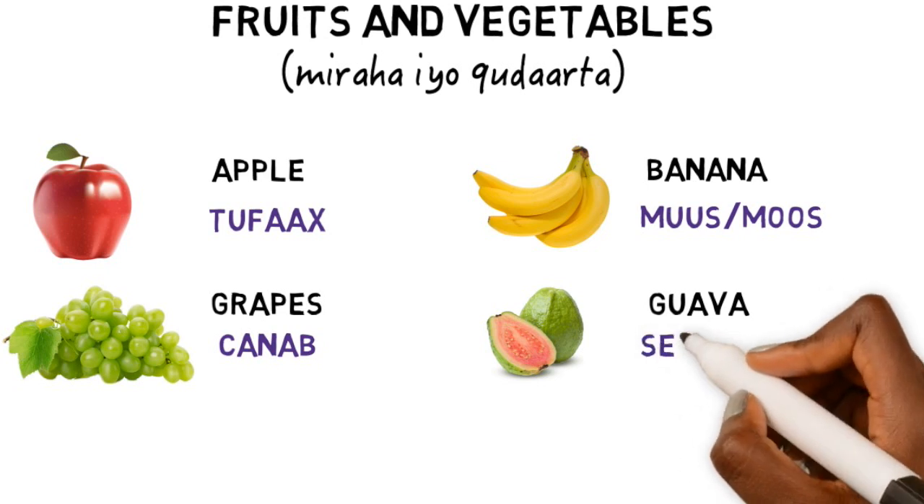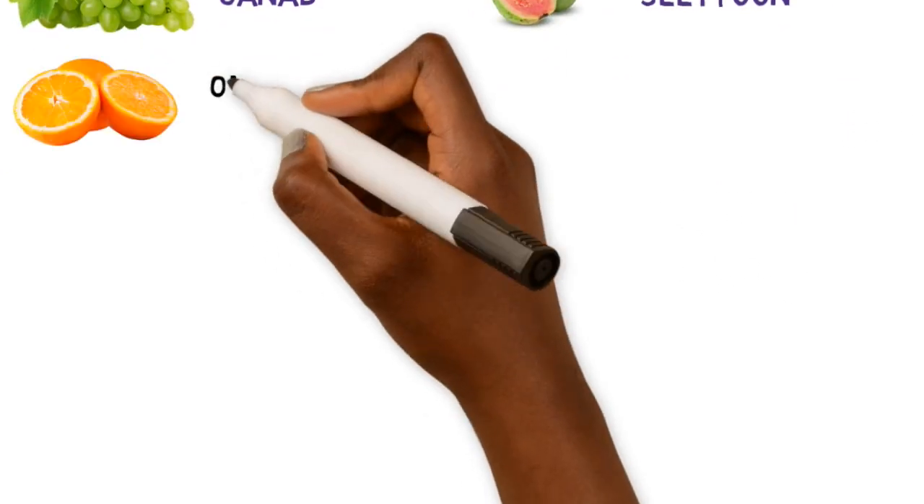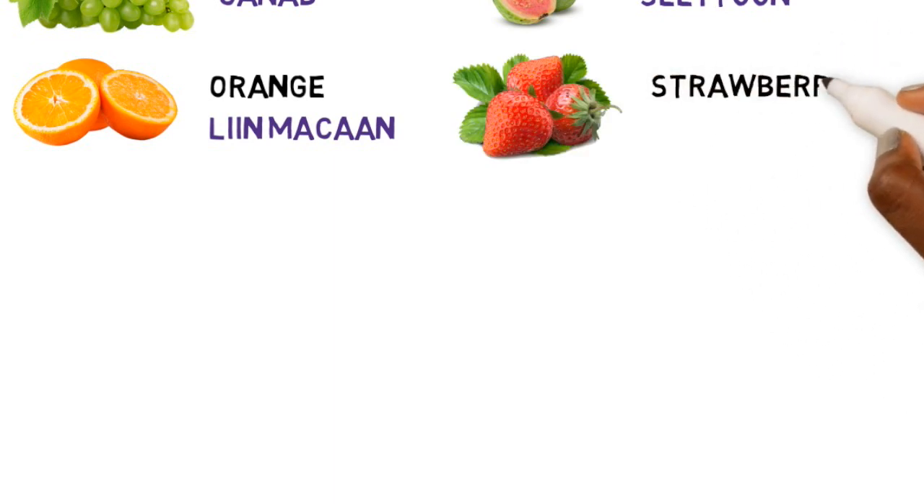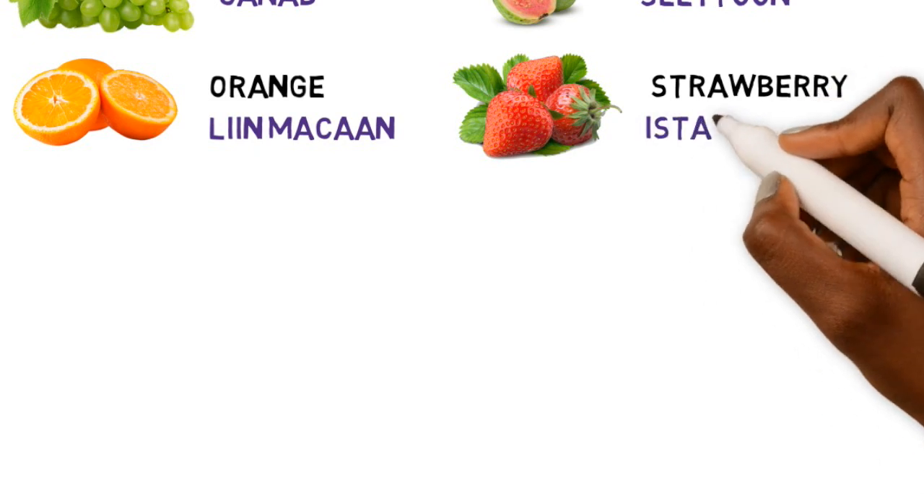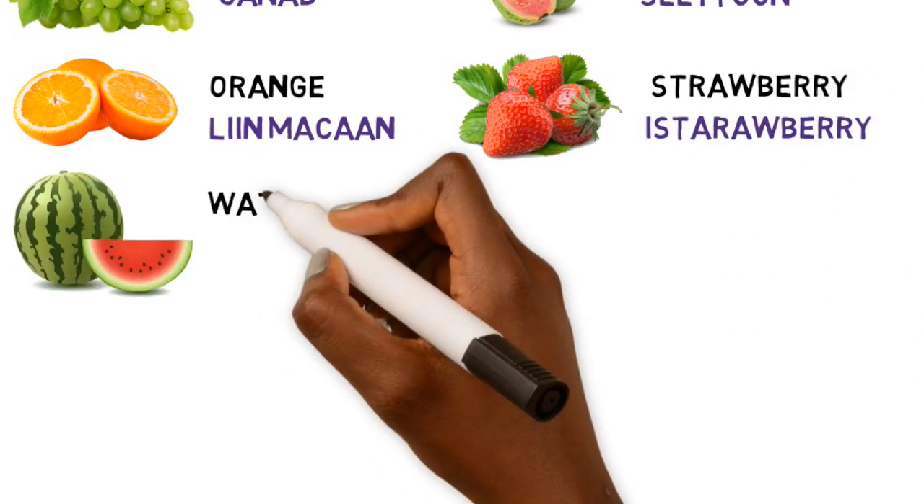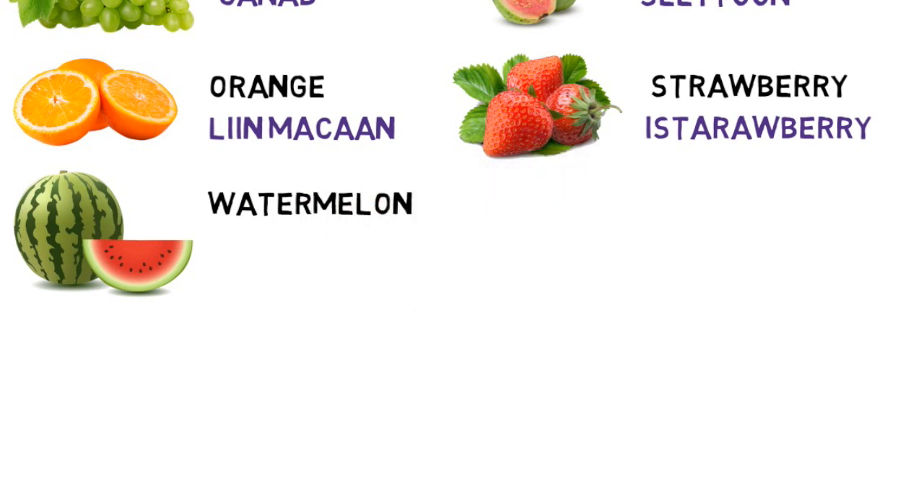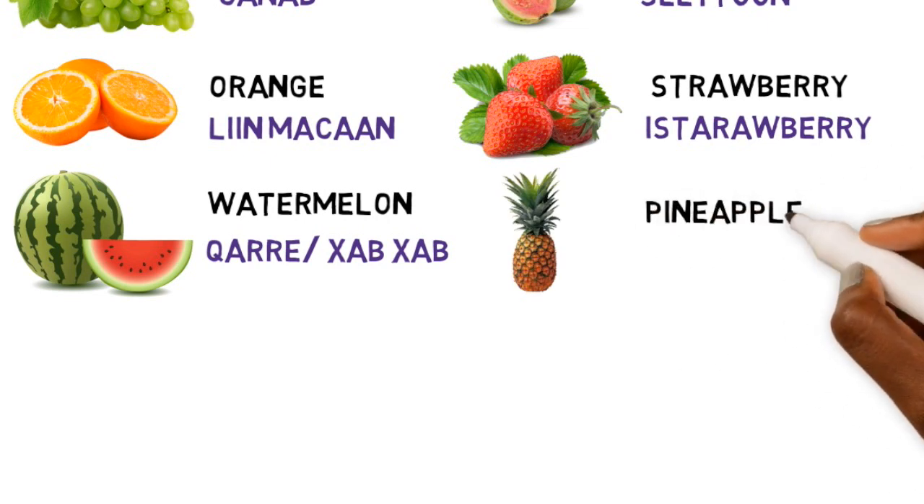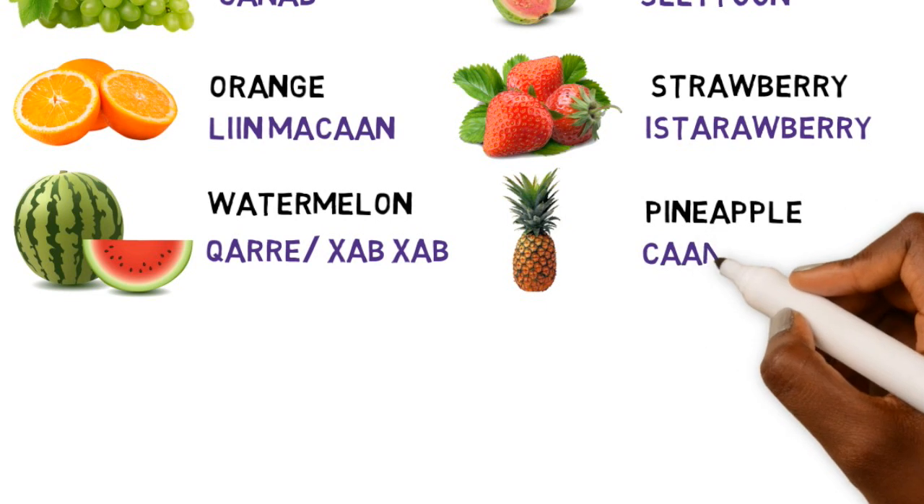While guava is zaytun. Orange is limaan. While strawberry is strawberry. Watermelon is qare or habhab. While a pineapple is ananas.